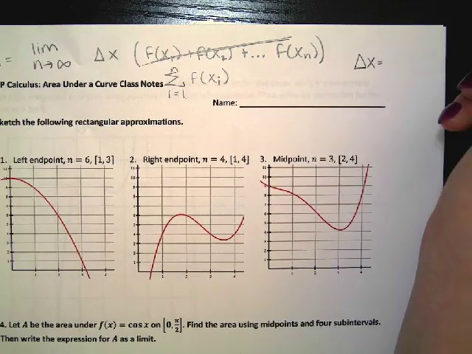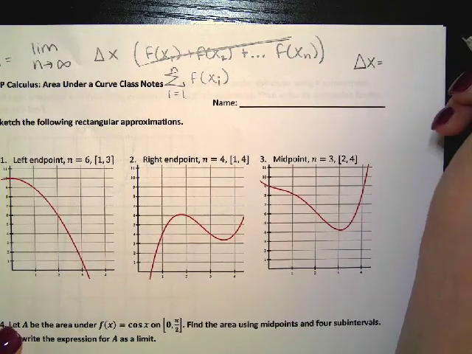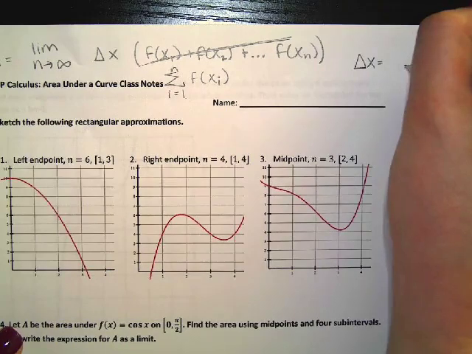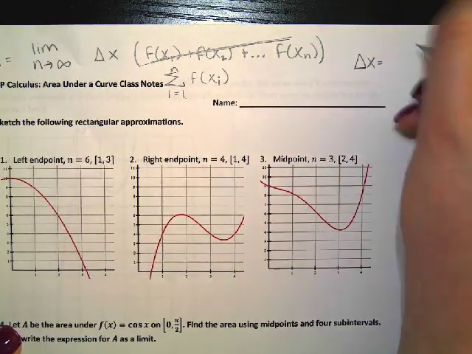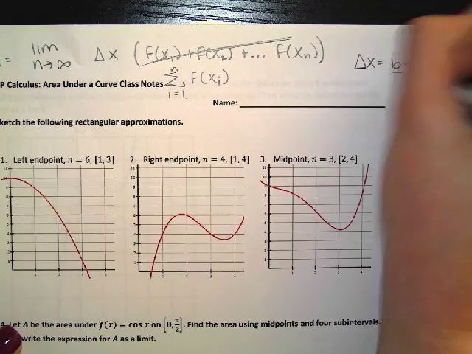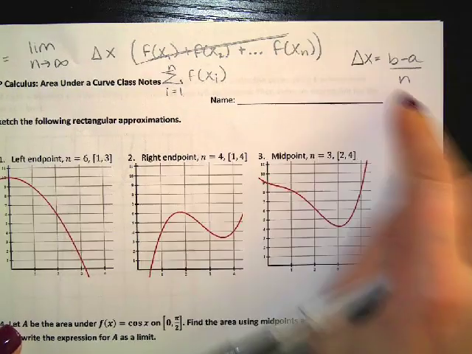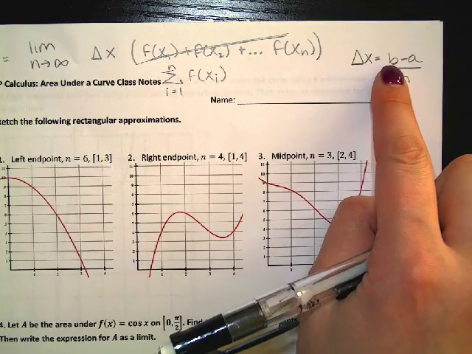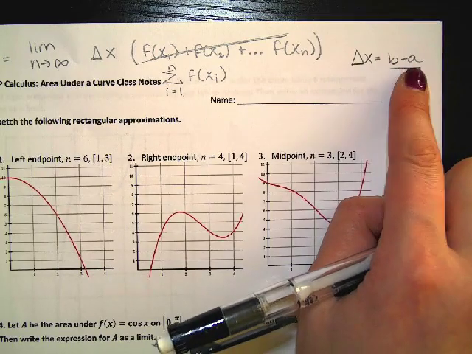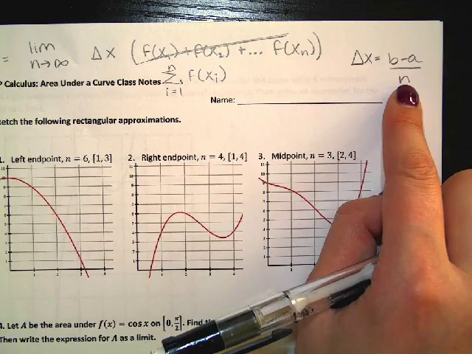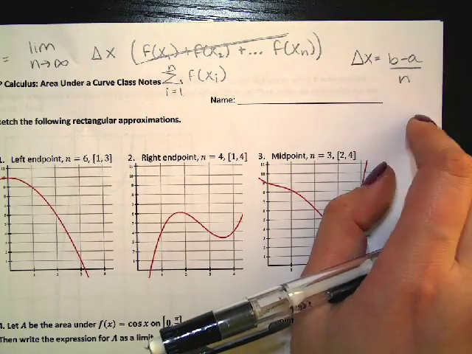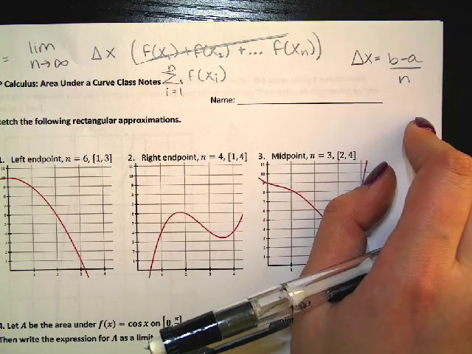Okay, and then let's also write what delta x actually represents. For this formula, what does delta x mean? B minus a divided by n. So it's the upper bound of the domain that you're given minus the lower bound of the domain, divided by how many subintervals or how many rectangles you're making. And that's just to make sure that your rectangles are equal widths. Okay.